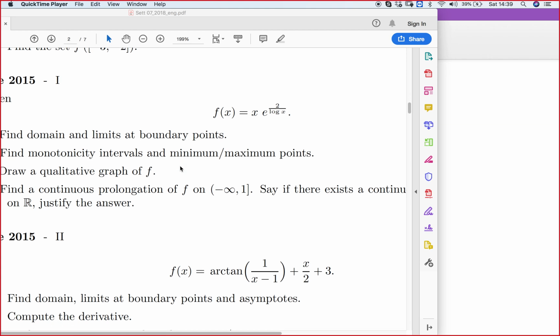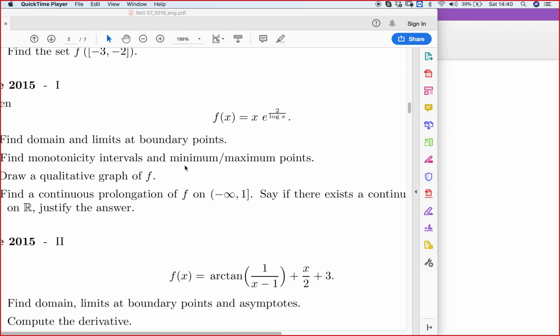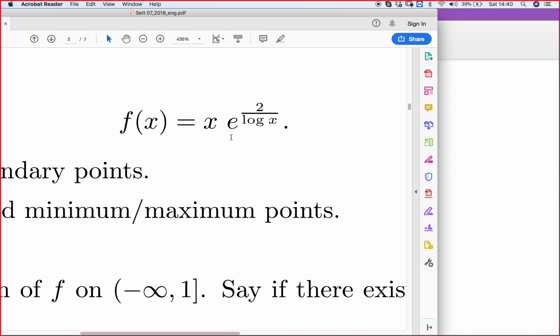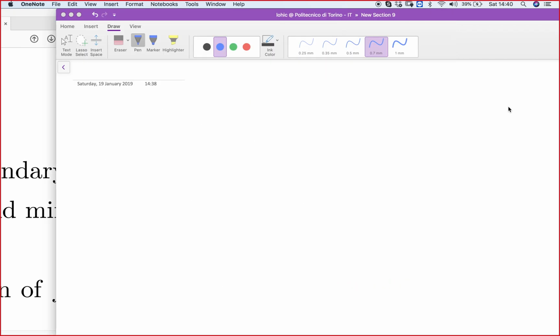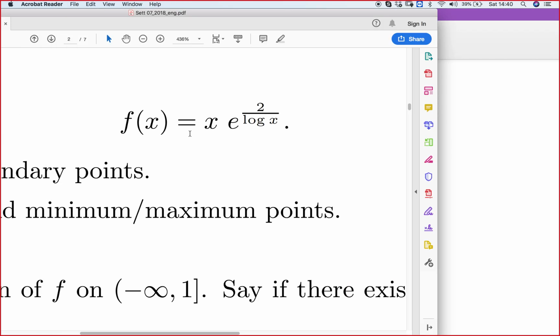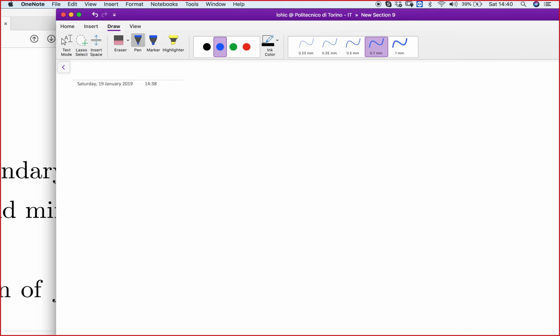Now we are studying functions. We proceed with this exercise. We consider the function f of x equal to x times exponential of 2 over log x. Let me make it big so that we can all read it easily. So let's write the function.